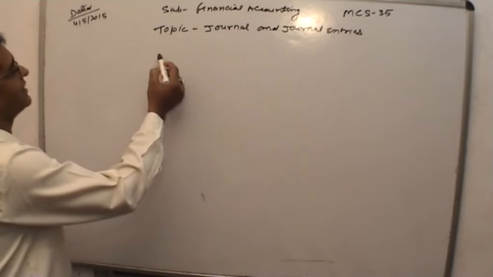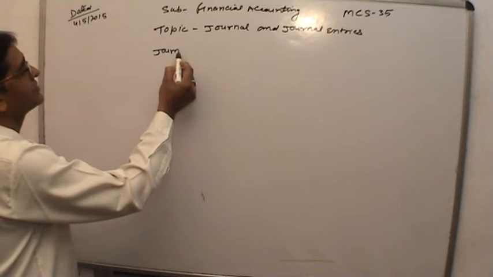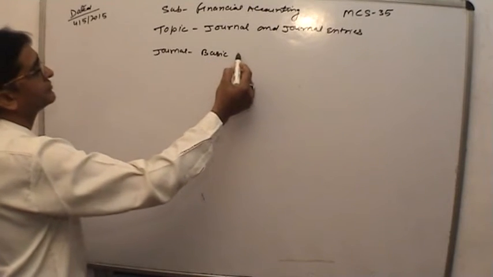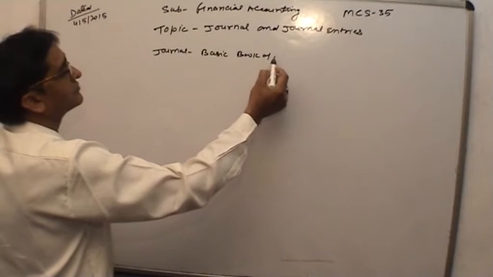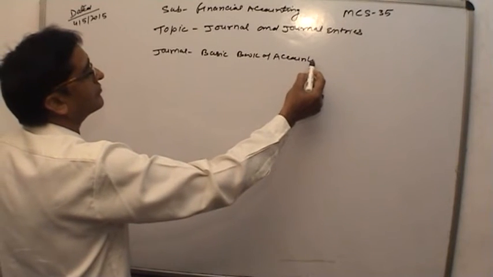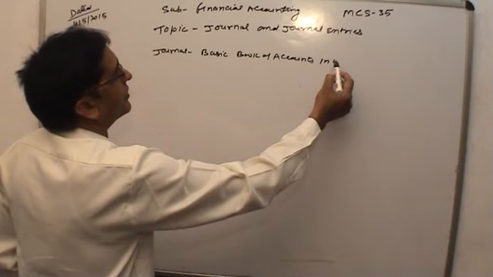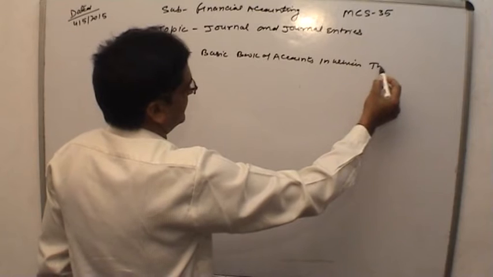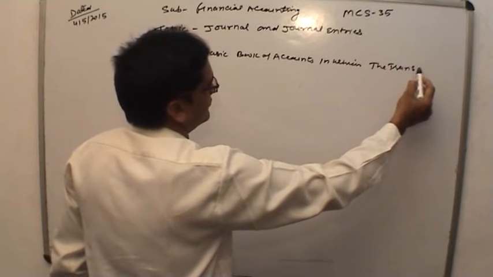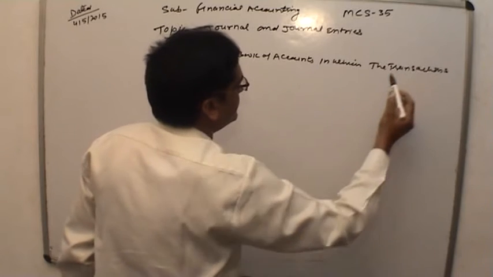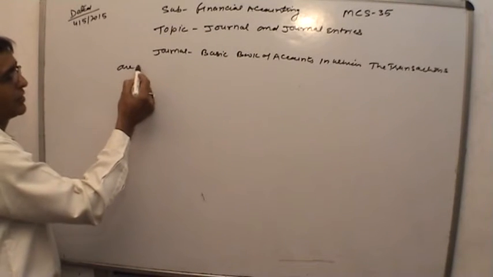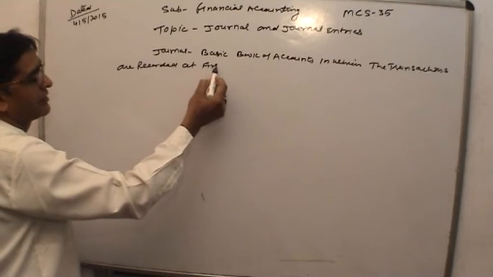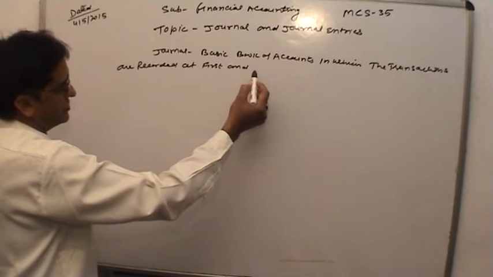Journal, what is journal? Journal is actually a basic book of accounts in which the transactions are recorded at first. Transactions are recorded at first, and it is chronological records.